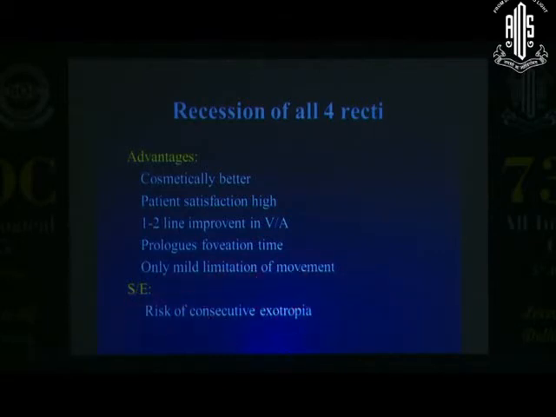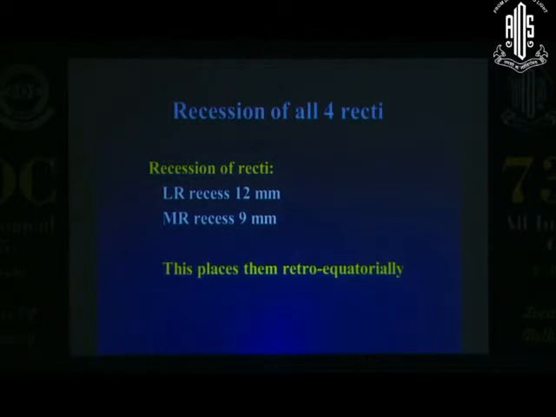There is a risk of consecutive exotropia that has been reported by many who've done this procedure. So that's important that you need to be careful for that. So you have to measure. That's why I'm saying the MRs are more effective as weakening procedures. So we do it. It is supposed to be almost 1.5 times more effective. So proportionately we change the surgery for the horizontal recti.